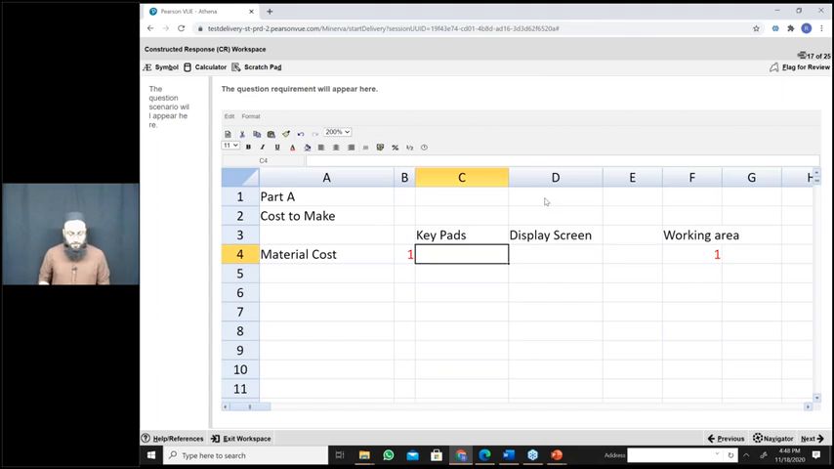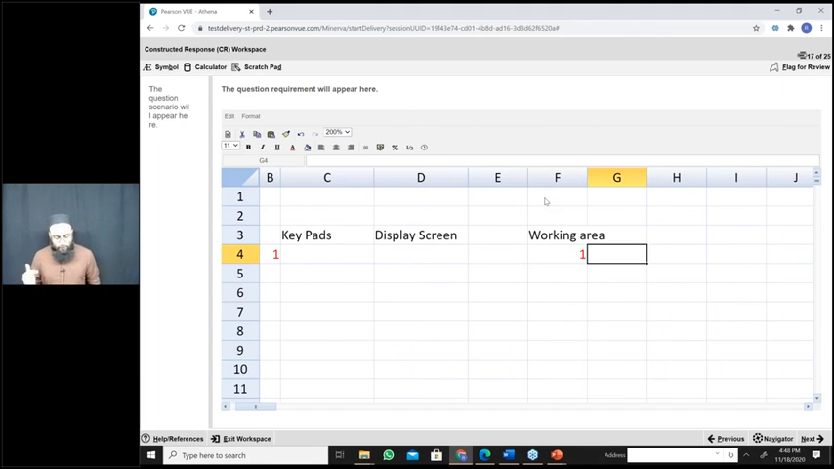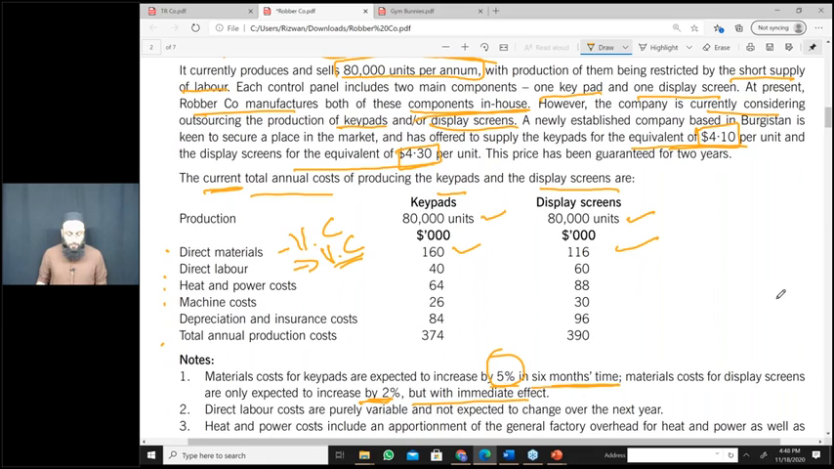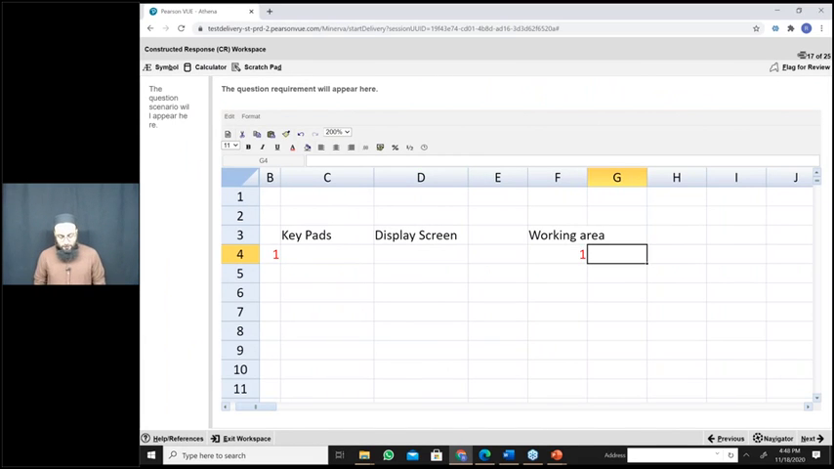Now, for keypad, it is saying that it will increase by 5%, but in the next 6 months, which means we'll not apply this 5% completely. So we'll just use the proportionate percentage. First 6 months, no. Next 6 months, yes. How will I do it? It's very simple. 5 divided by 12 is the per month rate of increase, and this will be applied for 6 months. So 5 is an annual rate, divided by 12 to get the per month rate, multiplied by 6 because I need the rate for 6 months. So that will be 2.5.